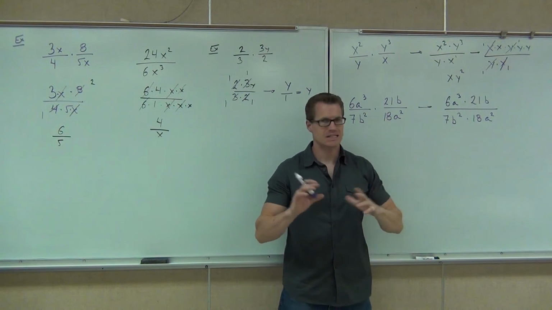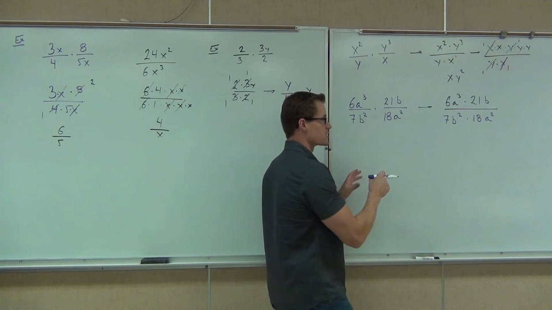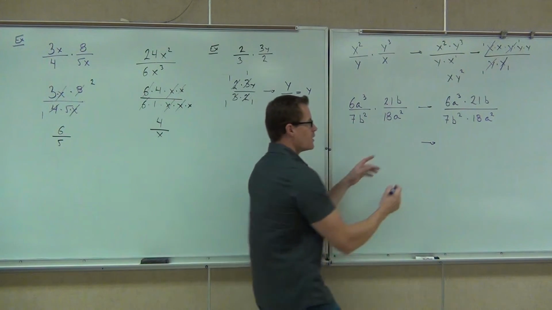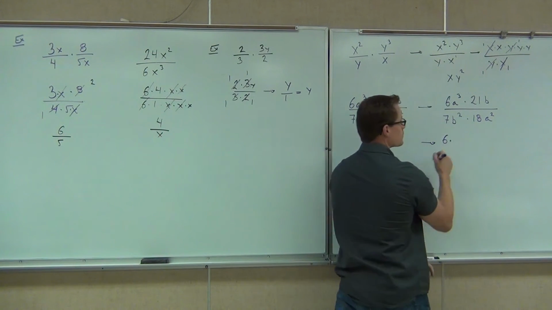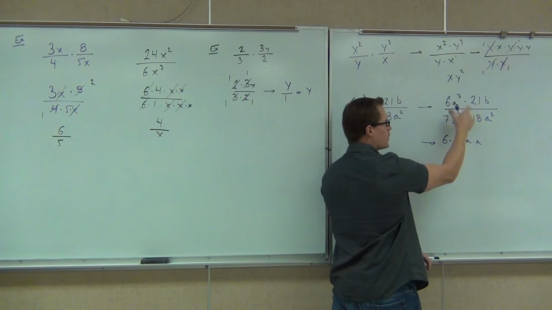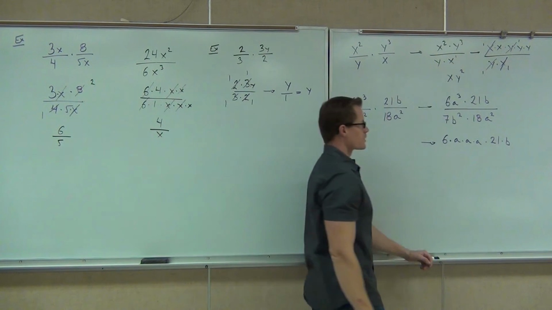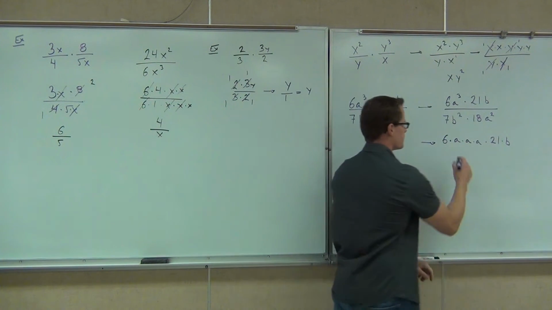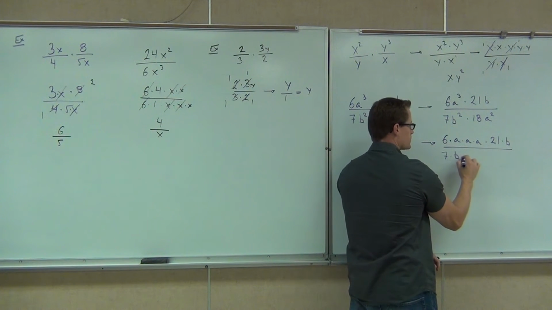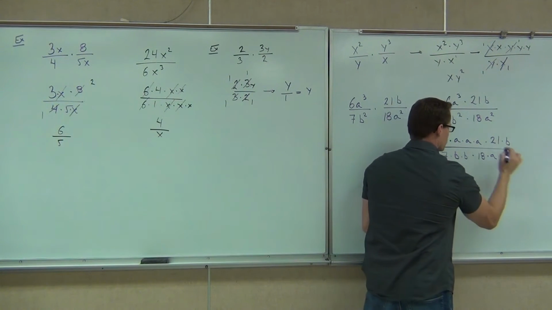If that's a little bit like, oh, I really don't get that, that's not a problem. Just write out what these things mean, and then it's much easier to see. So I'm going to do one more step for us so we really see what's going on. This is 6 times a to the third. We already dealt with a y to the third. Same idea, a times a. We can always expand that. Times 21b, 21 times b, all over 7 times, well, b squared is b times b. We have 18, and we have a times a.